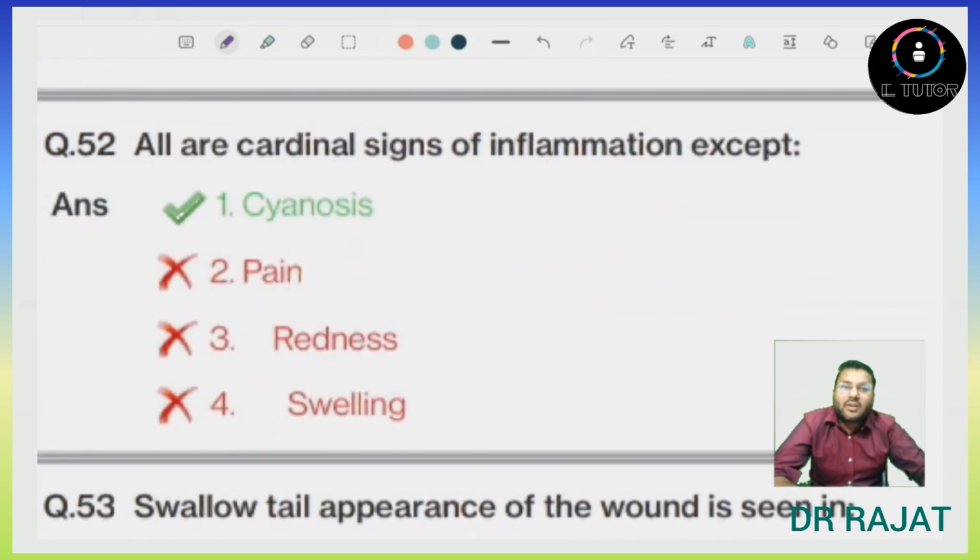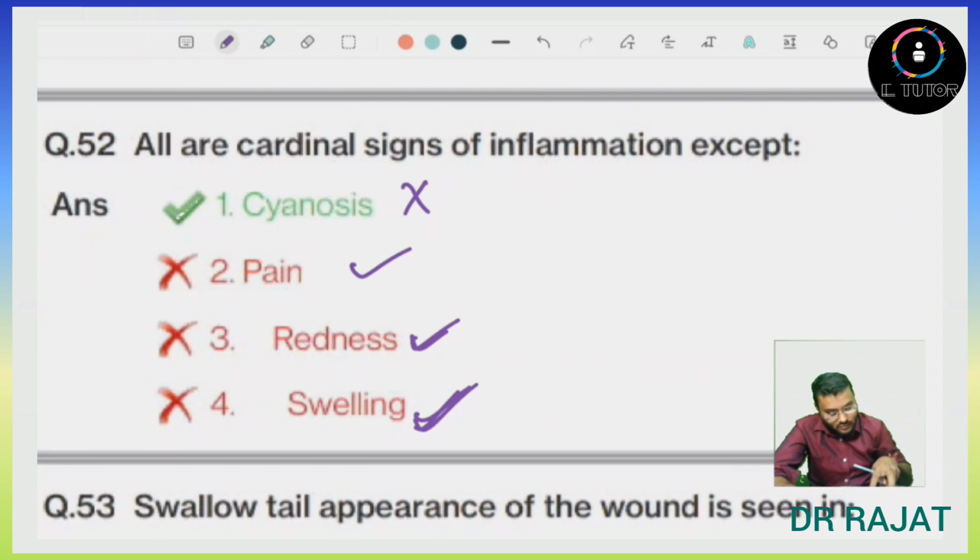All are cardinal signs of inflammation except. So first is cyanosis, no. Pain, this is true. Redness is there and swelling is there. So cyanosis is not a cardinal sign of inflammation.